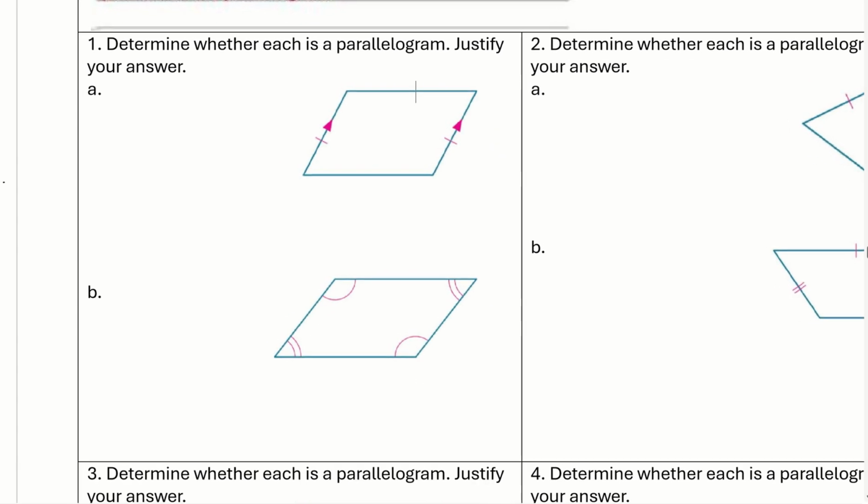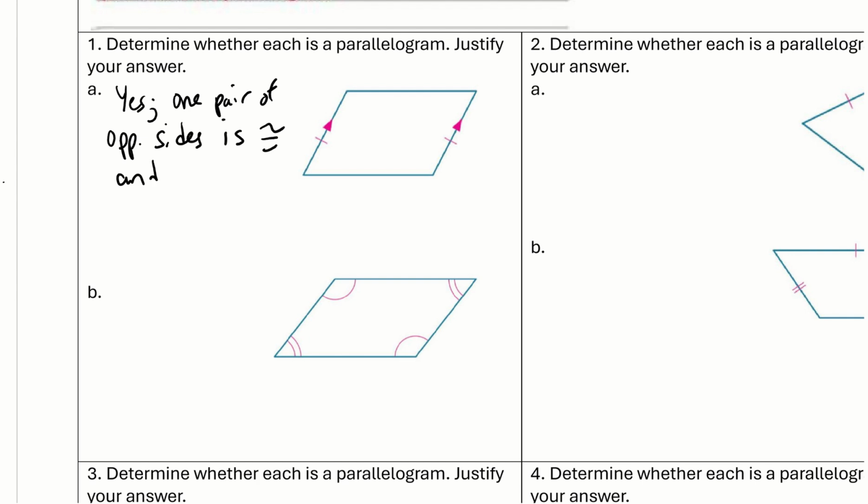All right, so number one, this one is definitely a yes. It can be proven to be a parallelogram, and the reason is it's one of the theorems in your book that says since you have one pair of opposite sides that is both congruent and parallel. All right, so yes, but we're going to prove this rigorously.